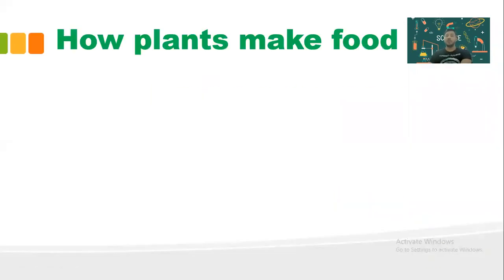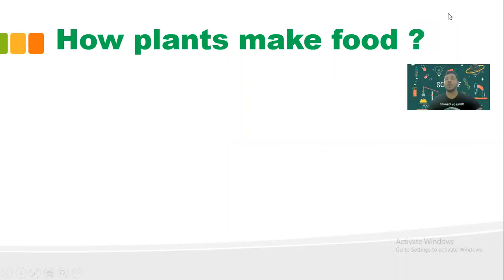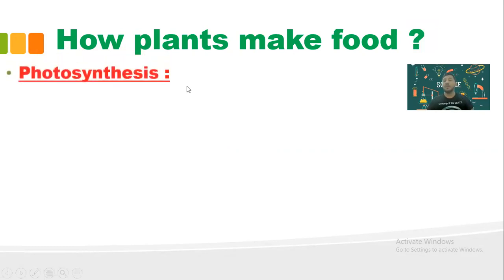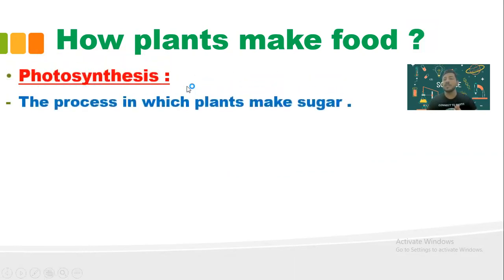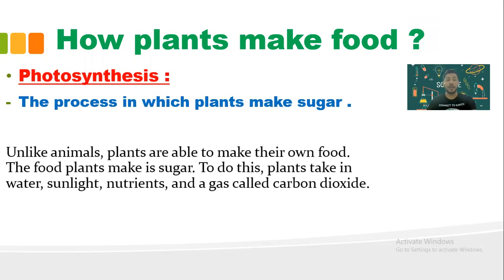How do plants make food? In fact, unlike humans and animals, plants can make their own food. Have you ever seen an animal going to the mall and buying its own food? Or an animal just going out to hunt another animal to get the nutrients it needs? No. Unlike humans and animals, plants can make their own food with a process called photosynthesis. Photosynthesis is a process in which plants make sugar, the sugar that is the food for the plant.